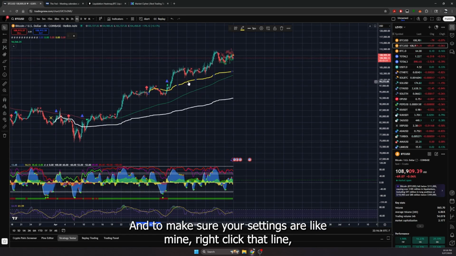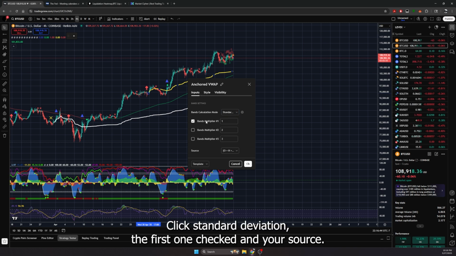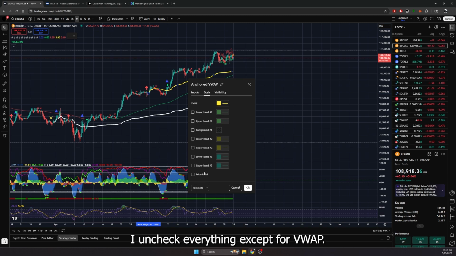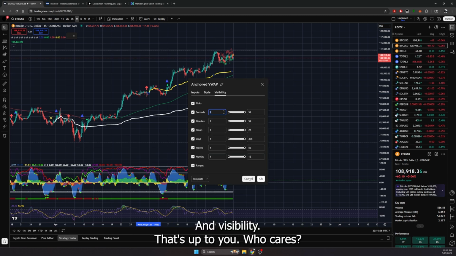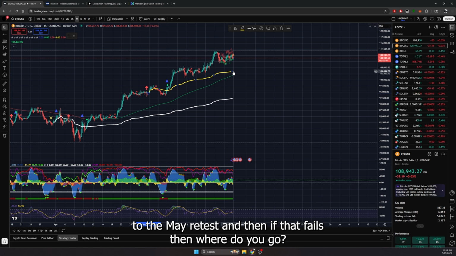And to make sure your settings are like mine, right-click that line, your anchored VWAP settings. Let's go to Input, click Standard Deviation, the first one checked, and your source, OHLC4. Your style, I uncheck everything except for VWAP. That's all that matters. And visibility, that's up to you. Who cares? So that's your first target for the start of June, is an easy short to the May retest.